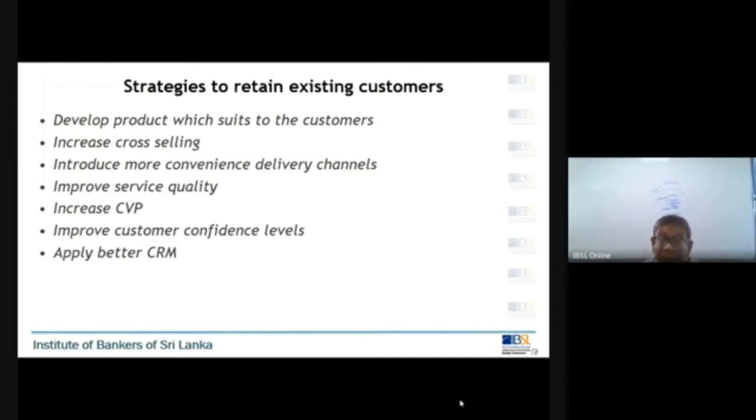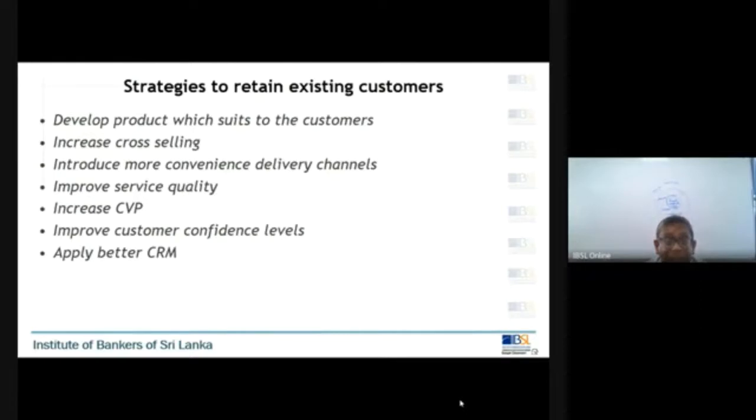Increase cross-selling in banking means, if you have a customer with a savings account, you try to give him a loan, right? What is the best product? Loan against deposit. Suppose a customer has a lot of FDs with you and wants to withdraw the money. What you can offer is a loan against deposits, right? So selling yet another financial product to your existing customer is called cross-selling.